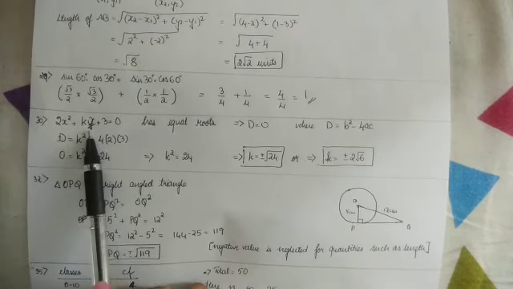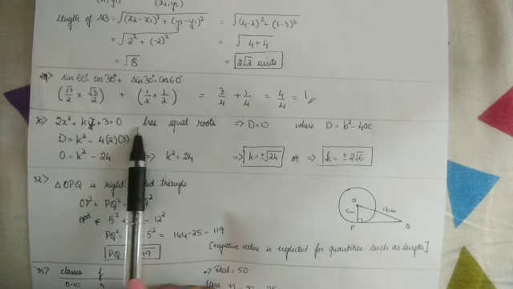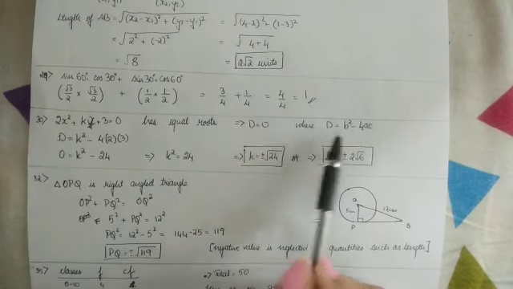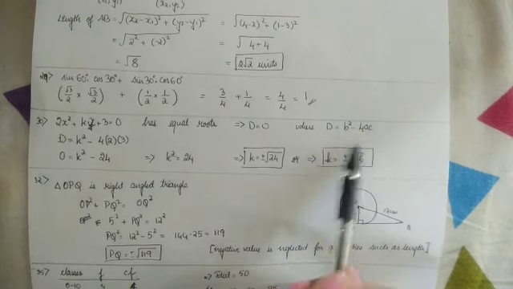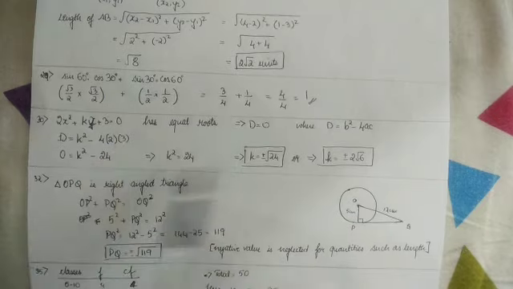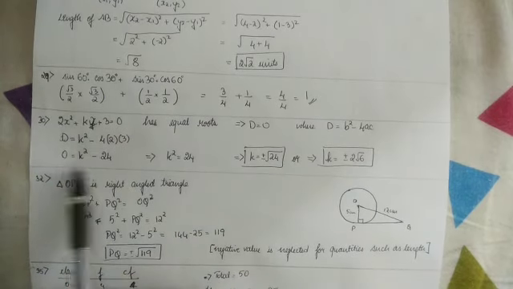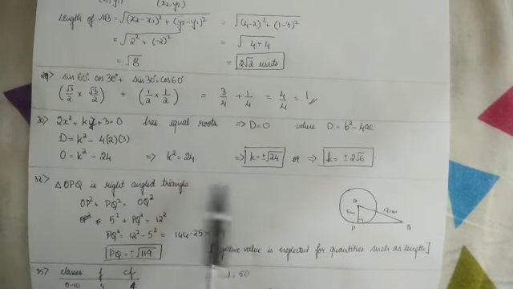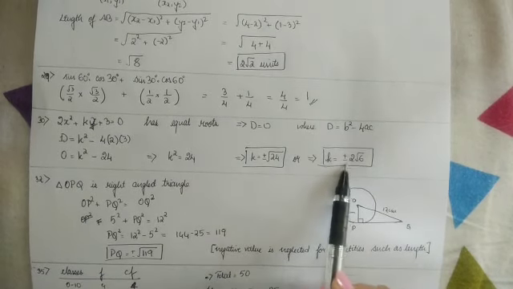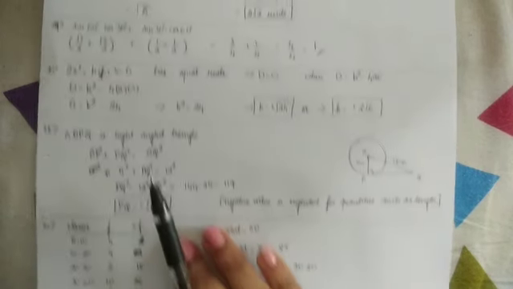2x square plus kx plus 3 is 0 has equal roots. That implies that D would be 0. So what is D, the discriminant? b square minus 4ac. So D equals k square minus 4 into 2 into 3. Substitute the values accordingly. So k square is 24. That is k equals root of plus or minus 24, or on solving you get plus or minus 2 root 6.